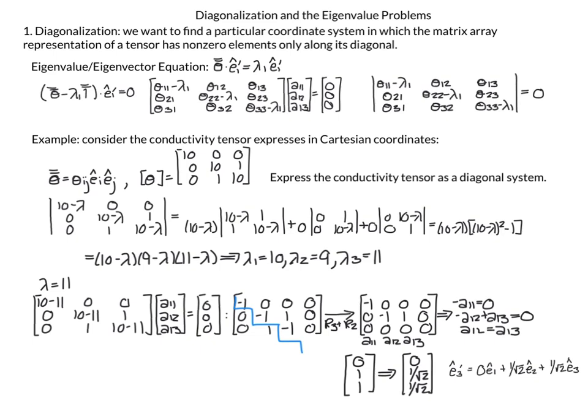So that doesn't give me any more information, but I do have that A11 is equal to 0, and A12 is equal to the same thing as A13, so I chose 1 and 1. Then of course I have to normalize, so I have 0, 1 over square root of 2, 1 over square root of 2, which tells me my third prime basis vector is equal to 0 times E1, 1 over square root of 2 times E2, and 1 over square root of 2 times E3.